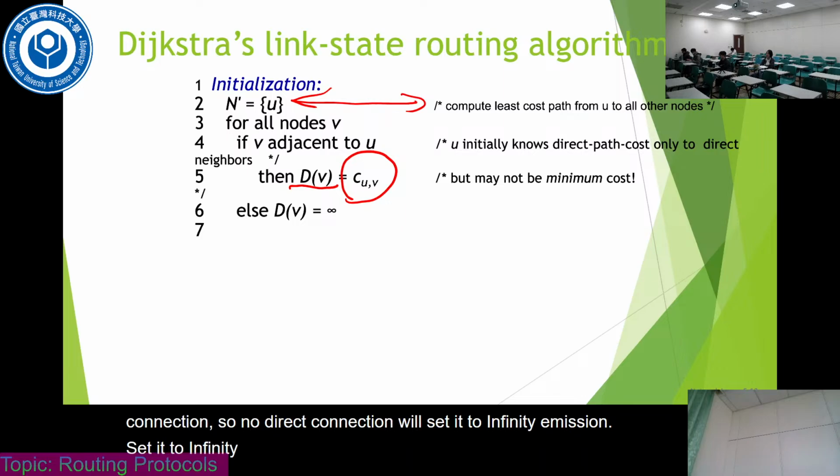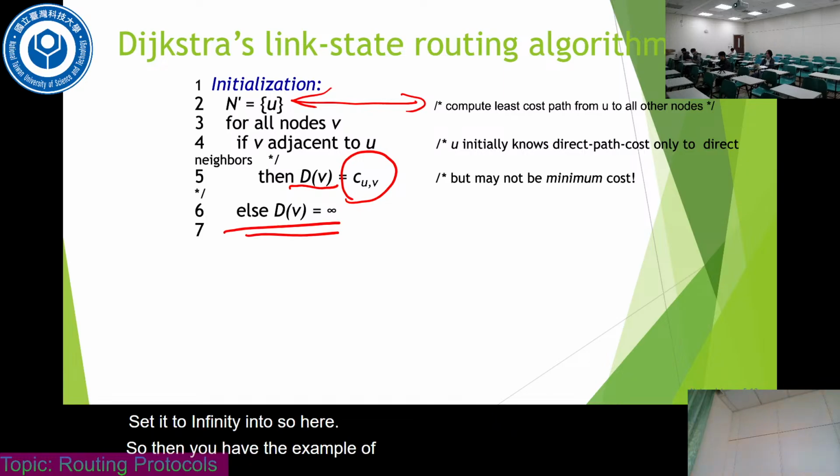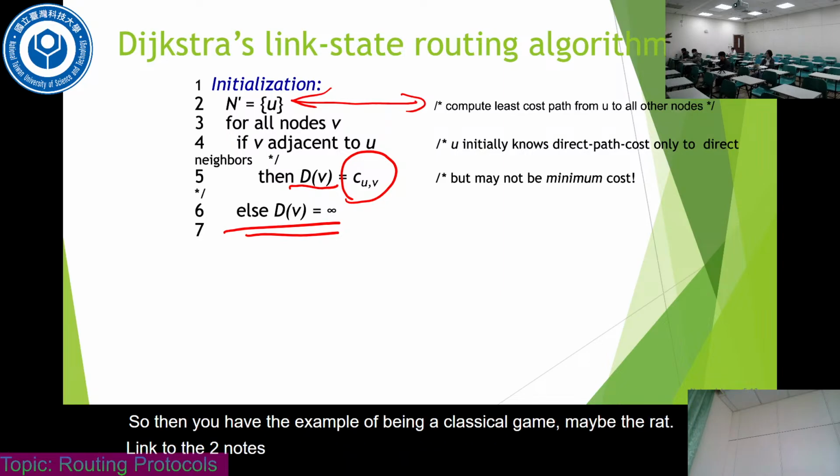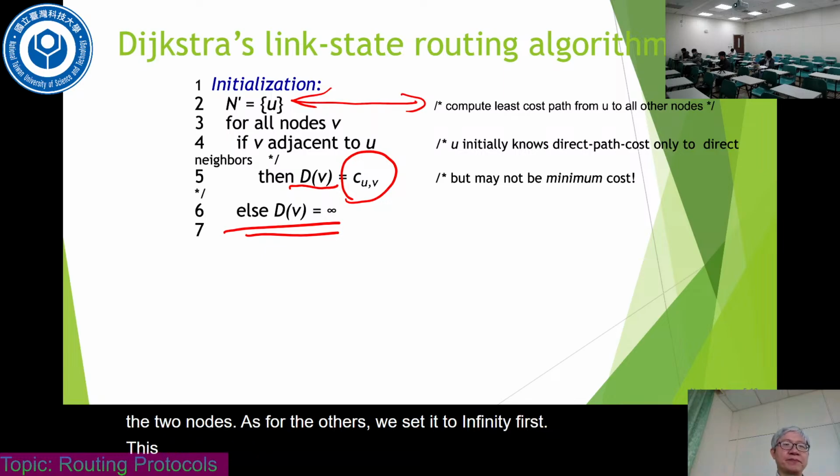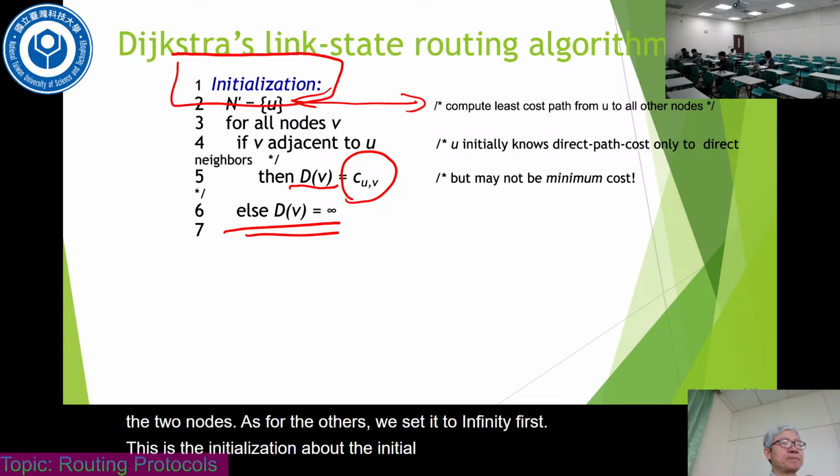So let me have the example within the classroom again. Maybe there is a direct link to two nodes and indirect to the others. So we have the link cost for the two nodes. As for the others, we set it to infinity first. Well, this is the initialization. About the initialization, I think it's easy, right?